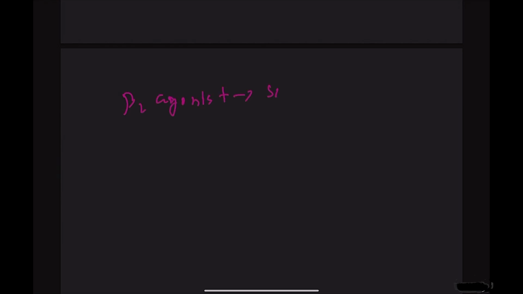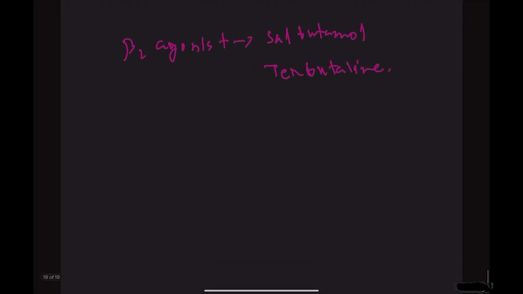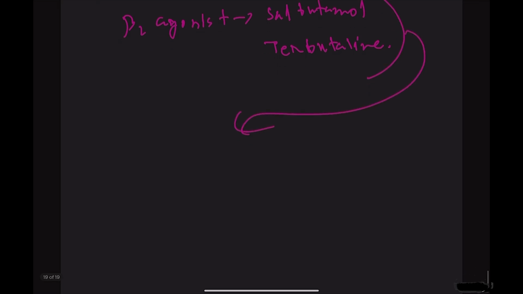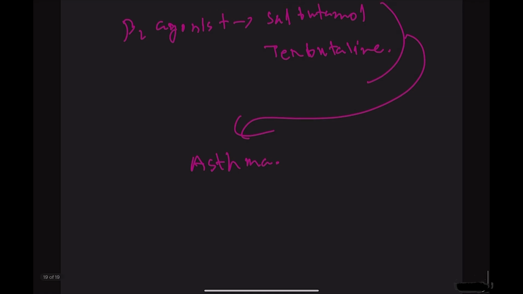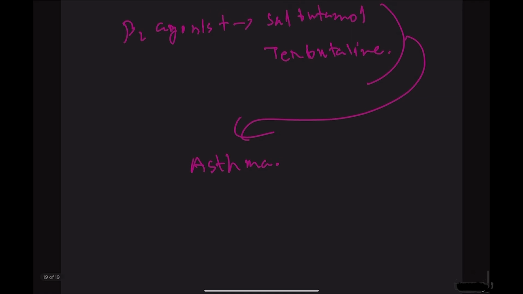And there are beta-2 agonists like salbutamol and terbutaline. These drugs mainly cause bronchodilation, and we use these drugs in asthma. We will talk about it in respiratory pharmacology in another video. Okay, so that's all for this video, and in the next video we will talk about the indirectly acting adrenergic agonists.